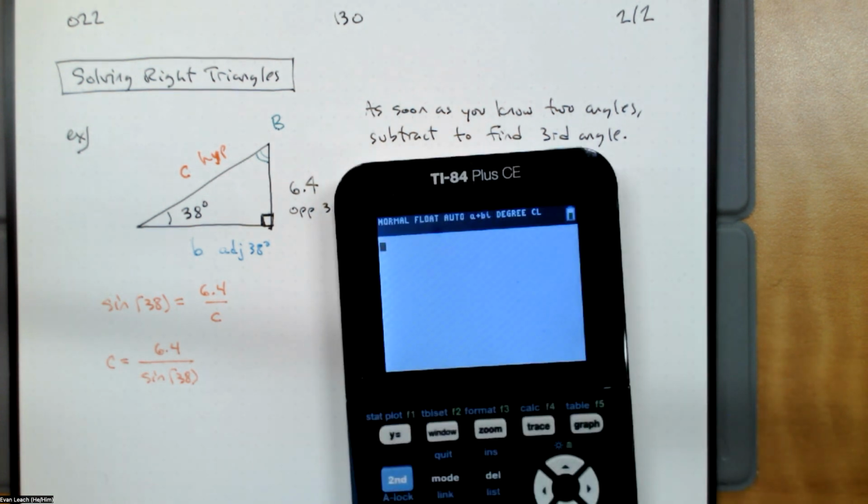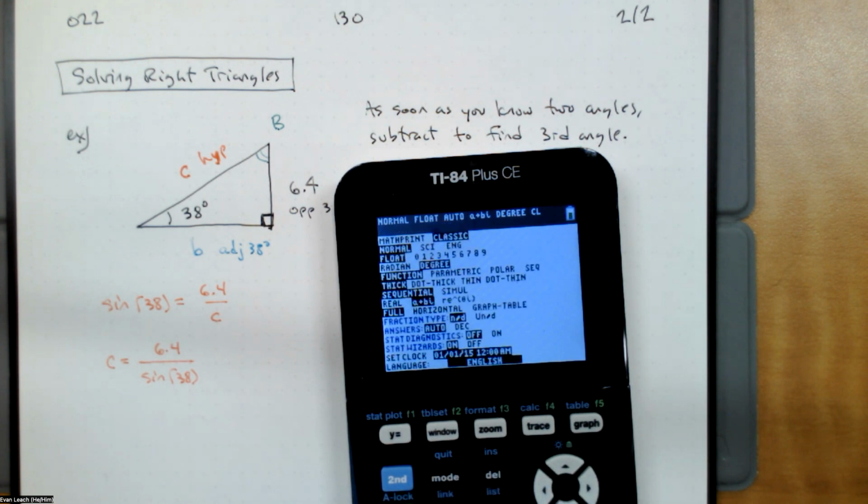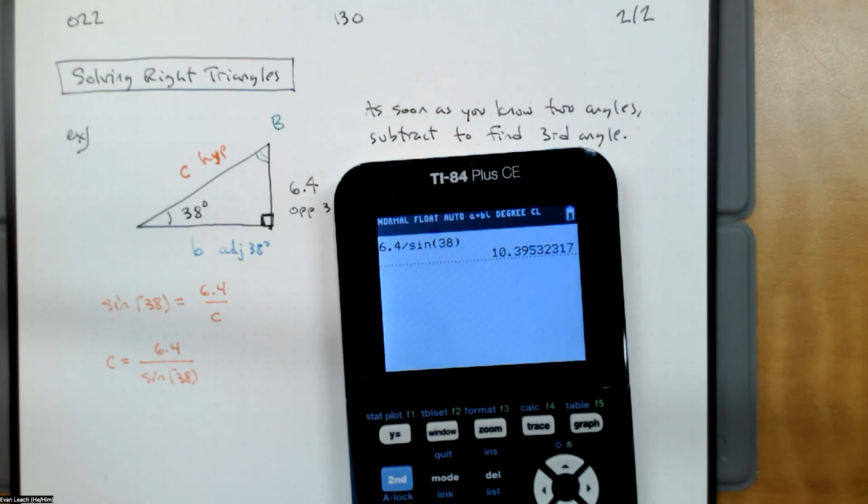And I'm going to type it like I see it, 6.4 divided by the sine of 38. Before I hit enter, I'm going to make sure I'm in the right mode. Degrees. 10.4.